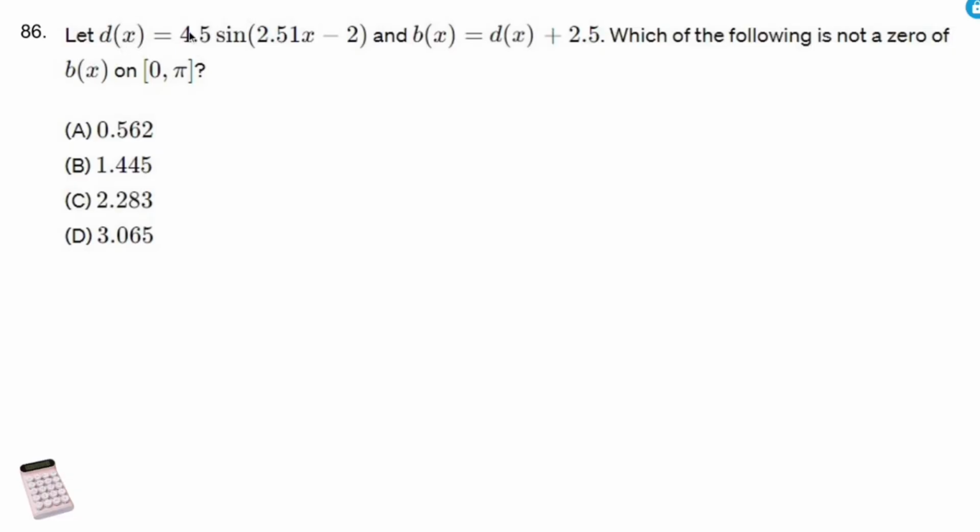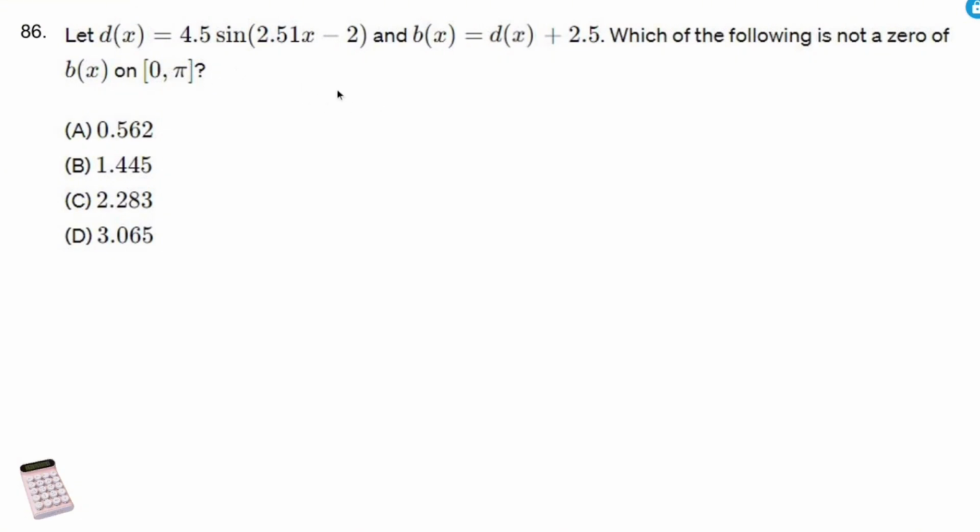Let d of x equal 4 sine(2.51x minus 2), and b of x equal d of x plus 2.5. Which of the following is not a 0 of b of x on 0 to pi?